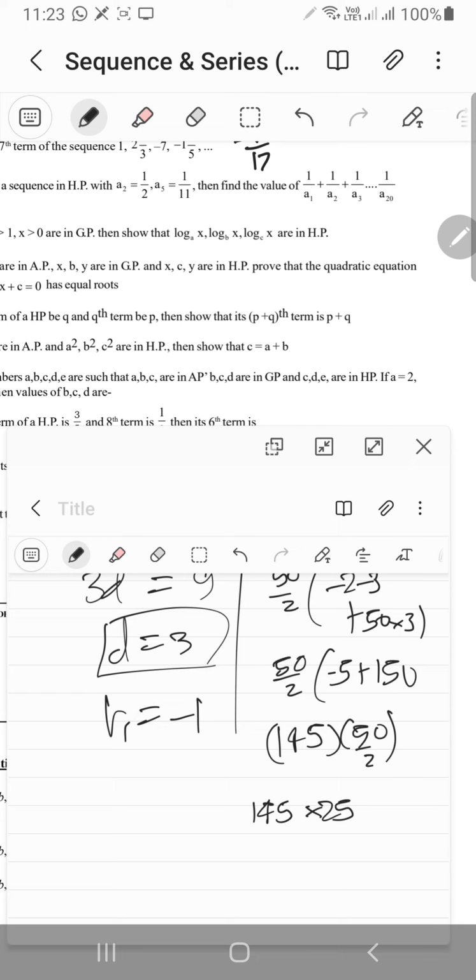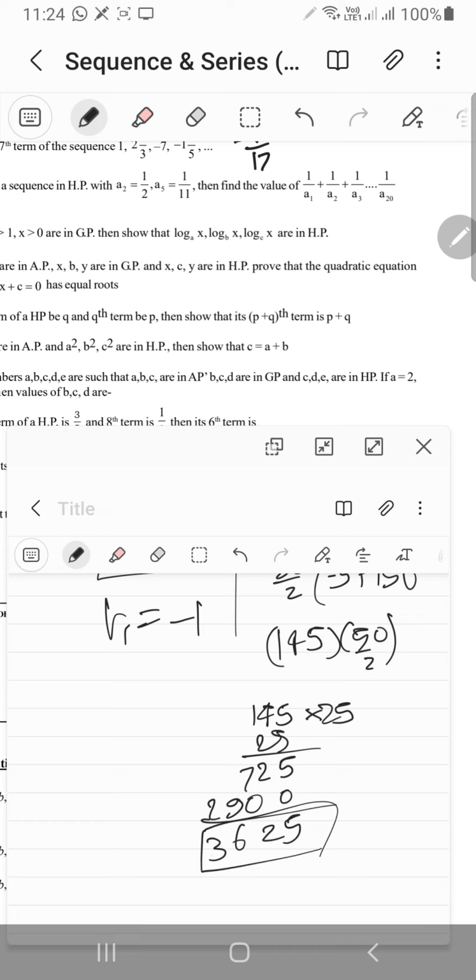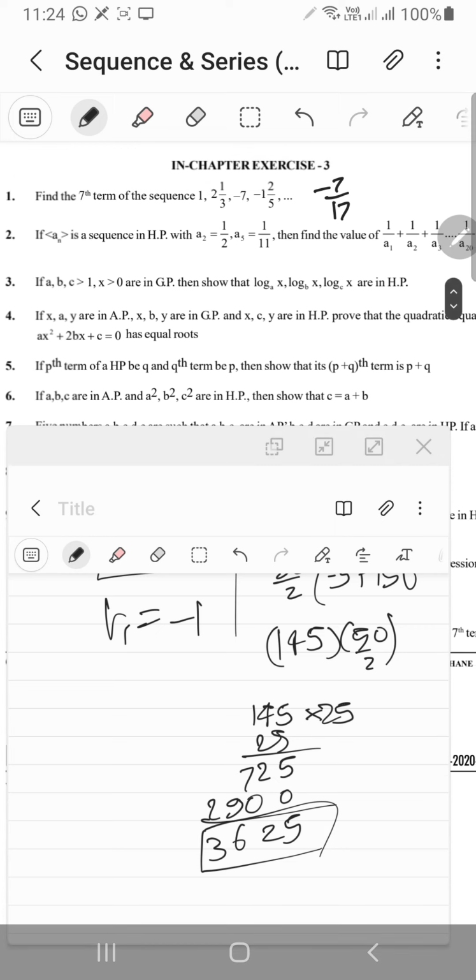Wow. Now what do we do? So 5 to carry on, 70, 725. Yeah. And 28 and 10, 290. 5, 2, 6, 1, 3, 6, 2, 5 should be the value, I think.